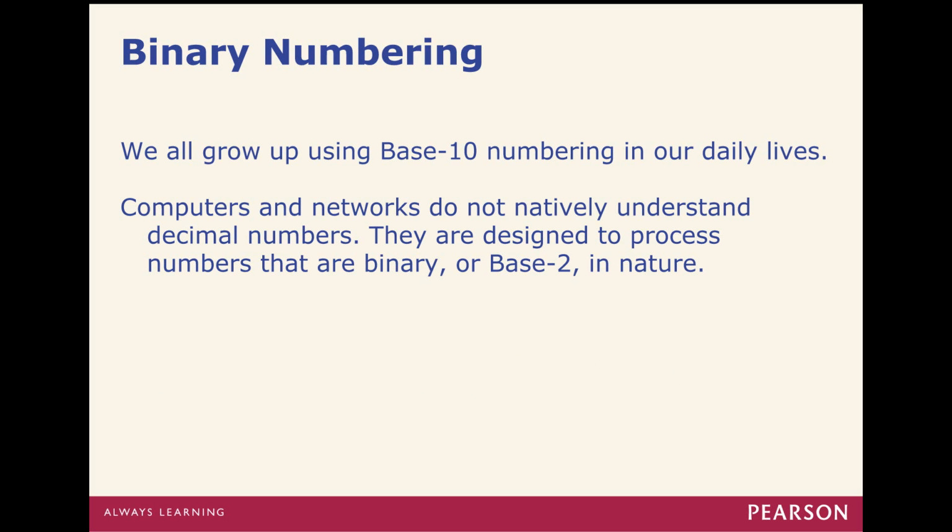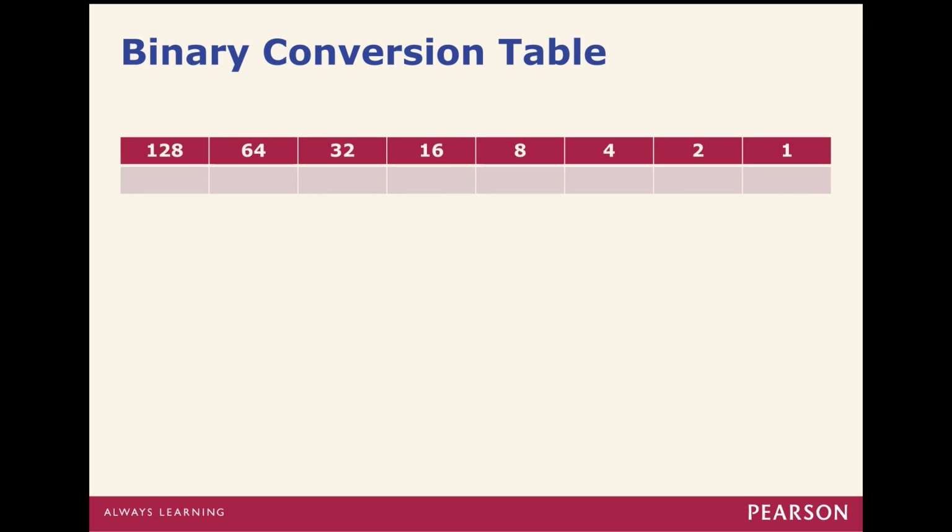So let's talk about binary. We grow up using this base 10 system that we have now, which is 0, 1, 2, 3, 4, 5, 6, 7, 8, 9. But computers and networks don't understand decimal numbers, they only understand binary. So they relate to just ones and zeros, or the base 2 system. So basically something is on or it's off, or it's yes or it's no. And the binary conversion table looks like this.